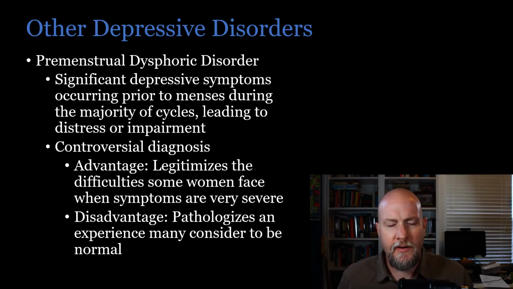Okay, let's talk about a couple of other depressive disorders, and then I will end part 1 of this lecture, and I will see you again for part 2. But there are a couple of things that are new to the DSM-5, and I want to talk about them briefly. Premenstrual dysphoria, a controversial diagnosis in the new DSM-5, but we define it as significant depressive symptoms occurring prior to menses during the majority of cycles, leading to distress and impairment, right? That's the important part there, the distress and impairment.